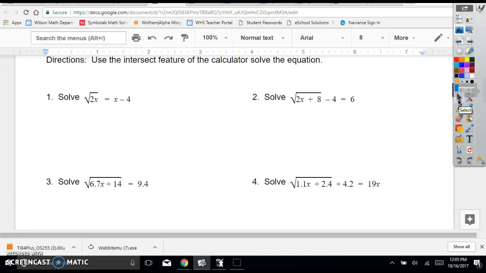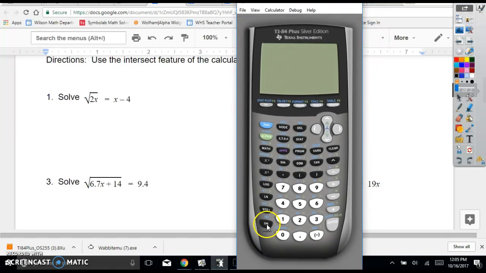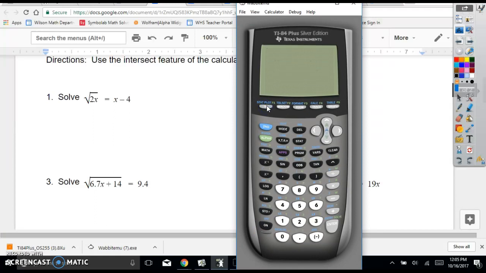So when we go to do this, intersect feature of the calculator, here we go. Let's go ahead and plug it in. Y equals, we've got our square root of 2x. And, oh, I guess I'm not under y equals, there we go. Square root of 2x is our one equation, and our second equation is x minus 4. When we go to hit graph, you can see where our lines intersect.